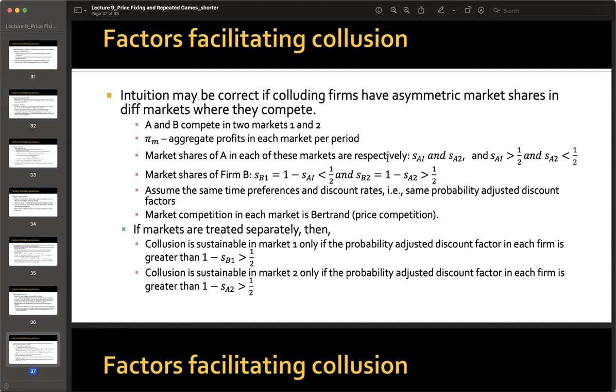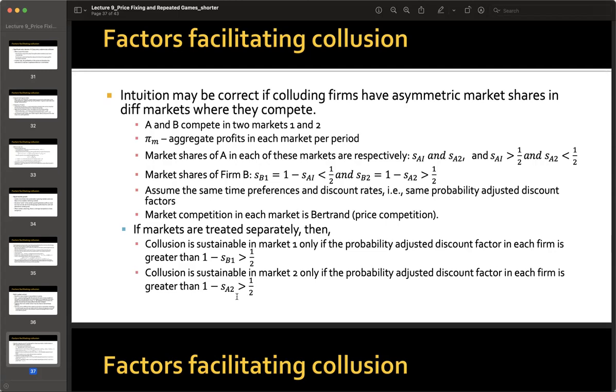Or greater than 1 minus SB, which itself is greater than 1/2, right? Because 1 minus SB1 is greater than 1/2, yeah. And collusion is sustainable in market 2 only if the probability adjusted discount factor in each firm is greater than 1 minus SA2, which is greater than 1/2.